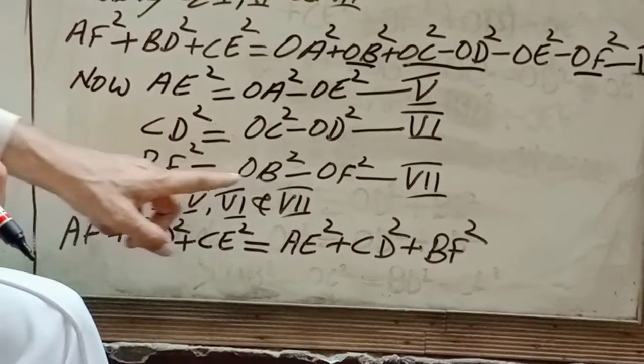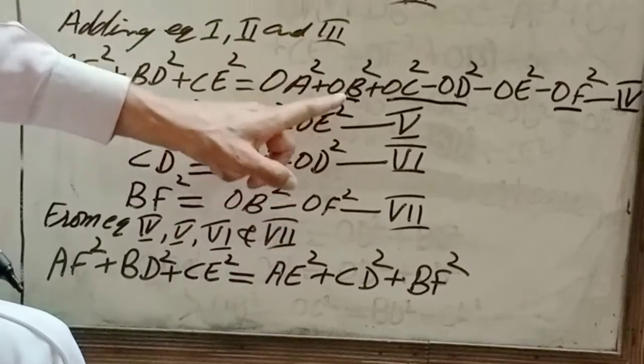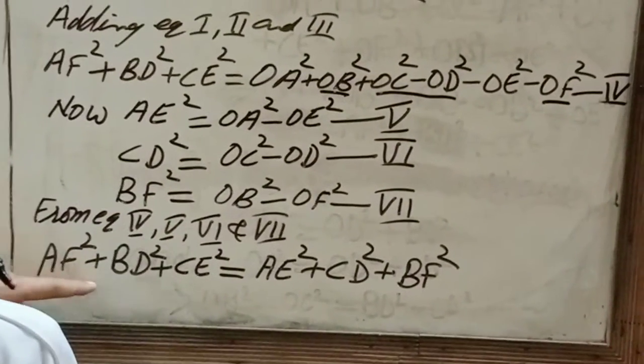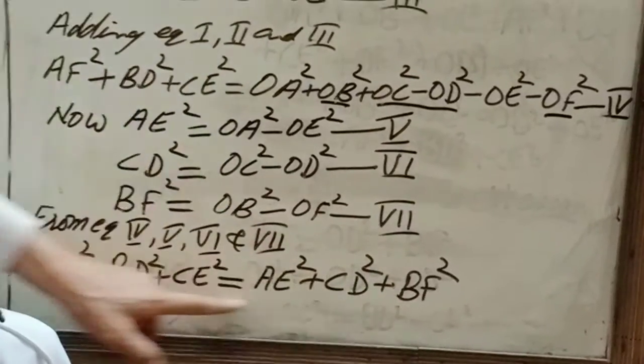See, BF square is OB square minus OF square. So we get a new equation, that is this one. So we have proved the second part also.